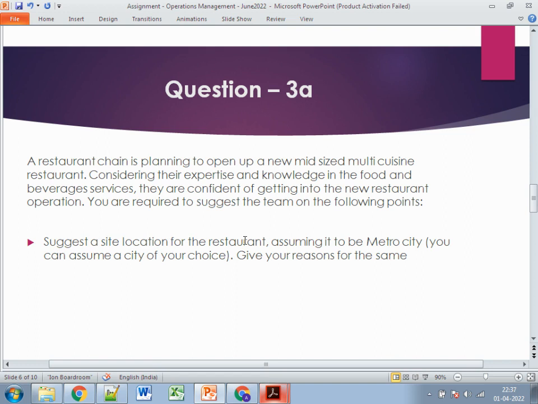So the question is pretty much straightforward. A restaurant is trying to open a multi-cuisine restaurant, and we need to devise certain points to identify which will be the best locality to open that new restaurant. Maybe you can use any metro city, or if you belong to some particular city, then you can take the reference of that city and specify that this area will be the best fit. So we need to specify the certain factors which need to be considered while setting up the new restaurant, right?